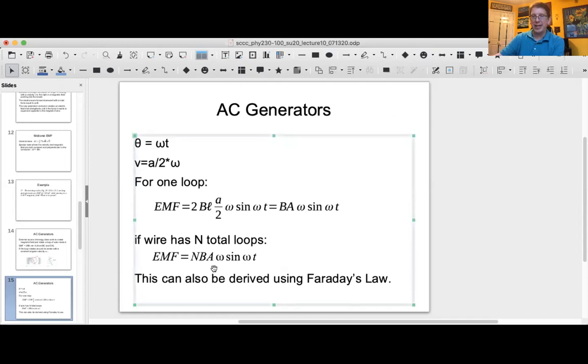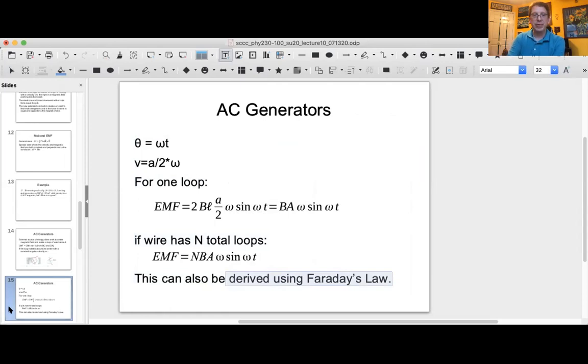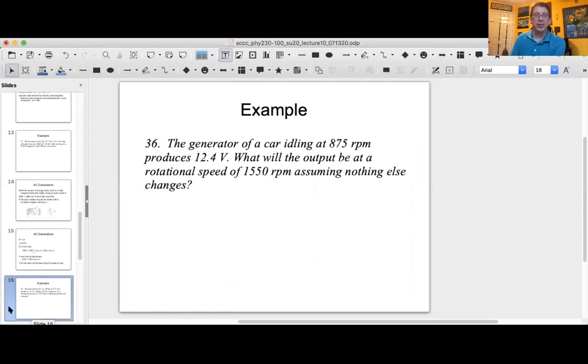So think National Basketball Association. NBA omega times the sine of omega t. That's how you figure out the induced EMF in the wire. And so it's sinusoidally varying, so it goes from positive to negative. The maximum value is equal to N times B times A times omega. And you can also derive the same relationship using Faraday's law. So with that, we'll go on to another example.